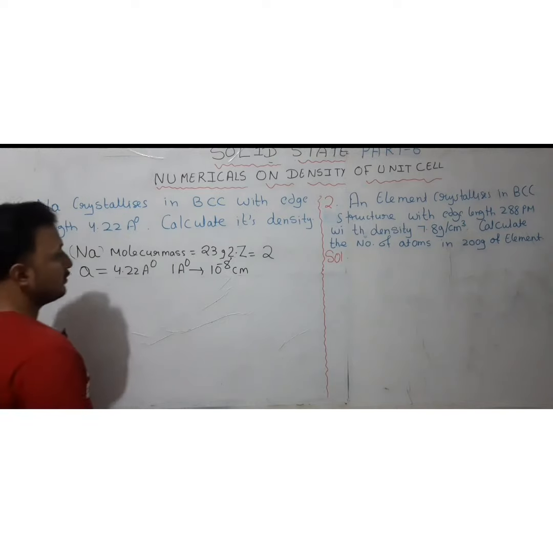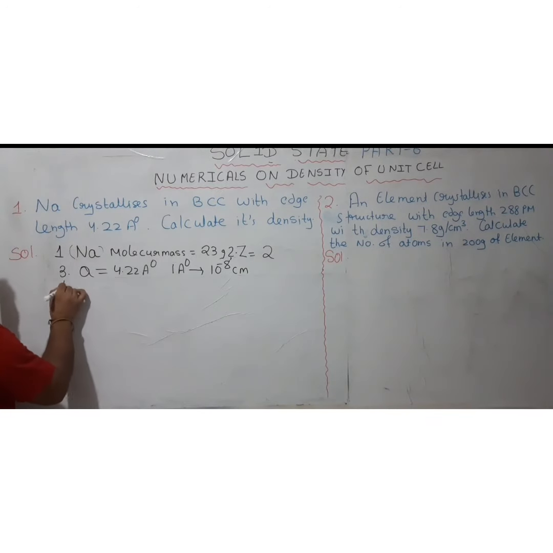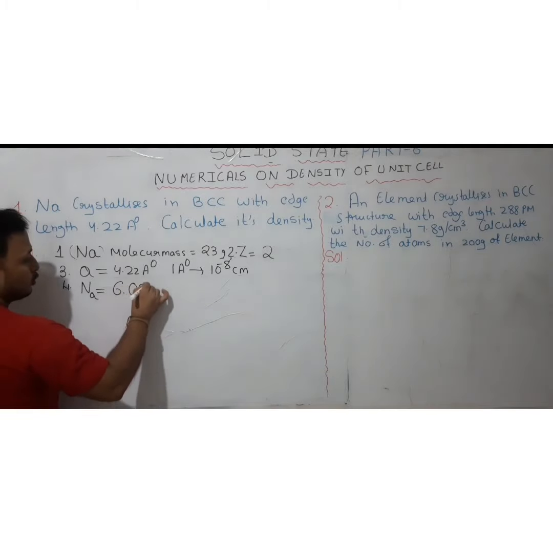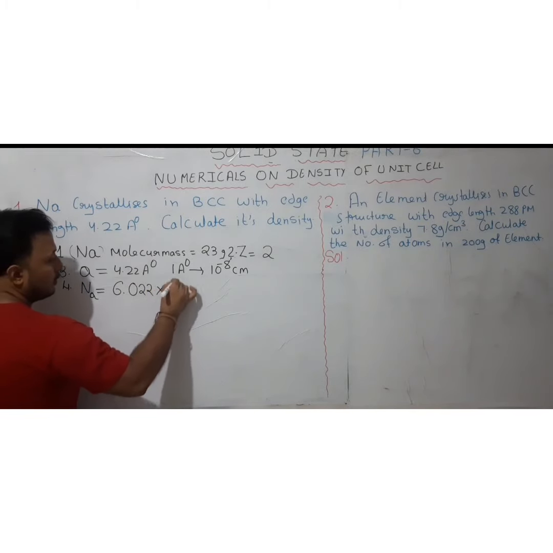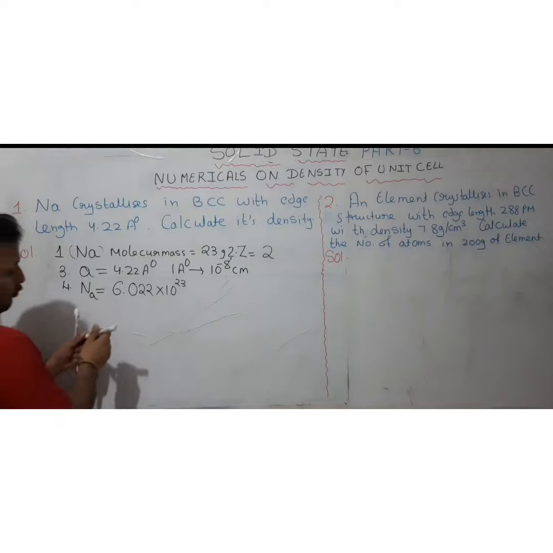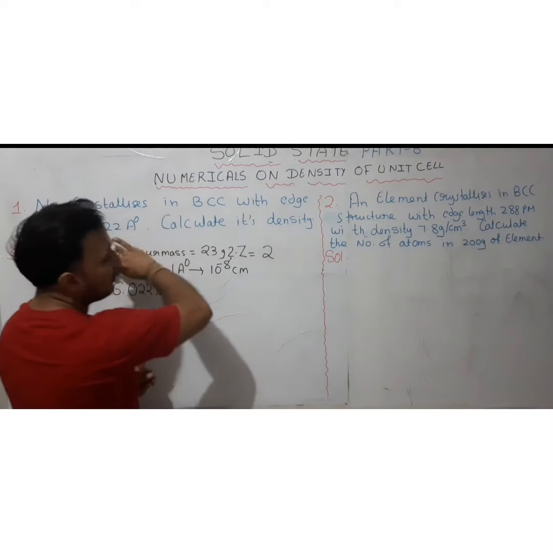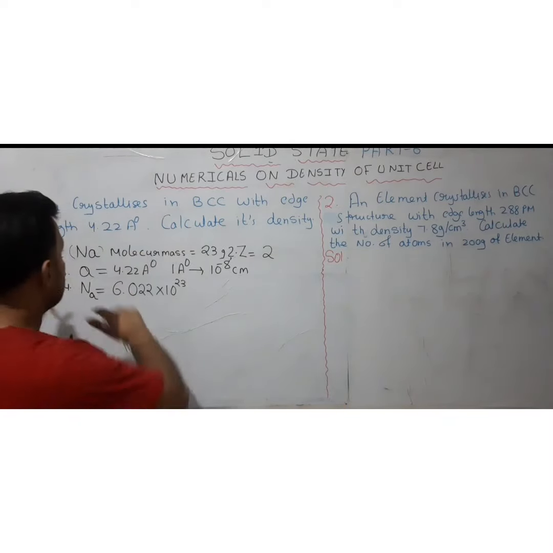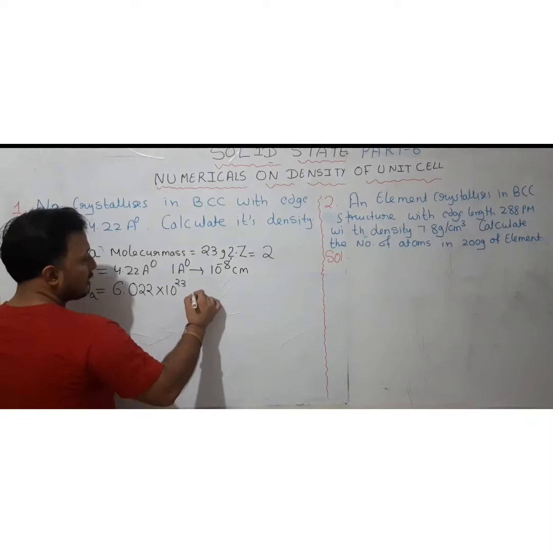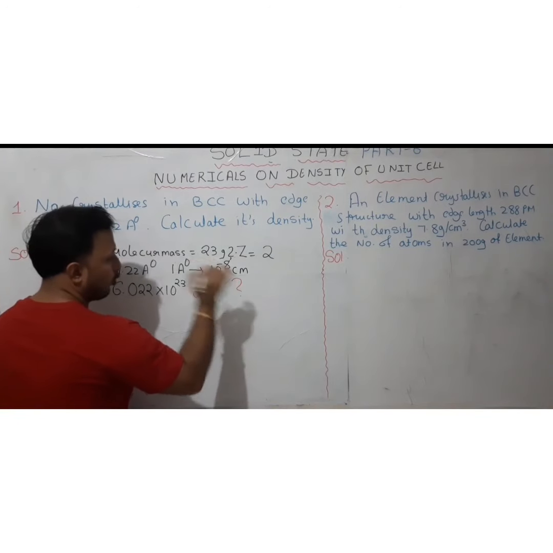One more thing which is always given to you is the value of the Avogadro number. Avogadro number we have already discussed, denoted as Na. So it will be equivalent to 6.022 into 10 raised to power 23. So these are the given values. Now what we have to find: you have to find the density of the sodium which crystallizes in BCC. So basically you need to calculate the value of rho.